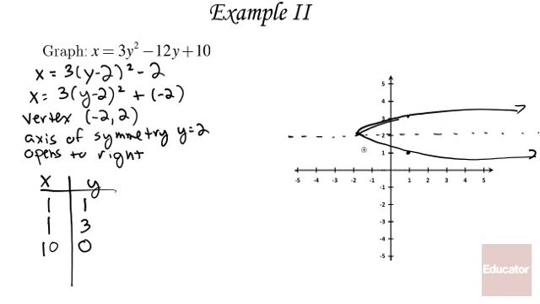So this is a graph of the horizontal parabola described by this equation. And here it is written in standard form. It opens to the right. It's fairly narrow because a equals 3. It has a vertex at negative 2, 2, and it has an axis of symmetry at y equals 2.